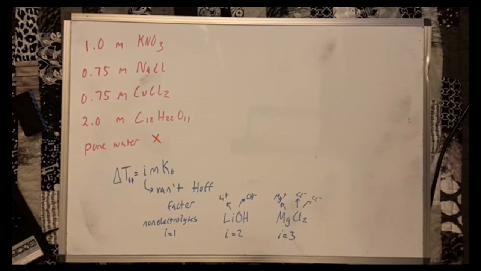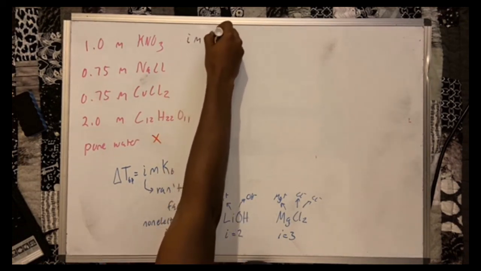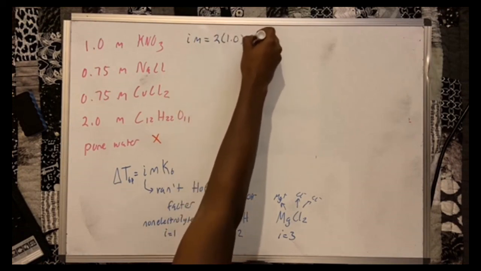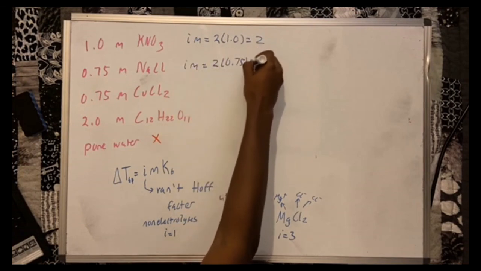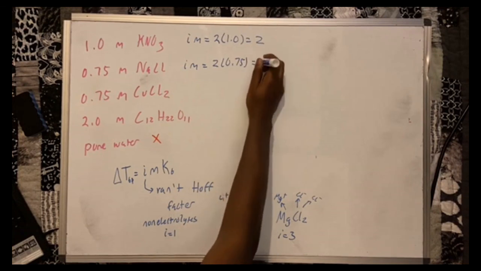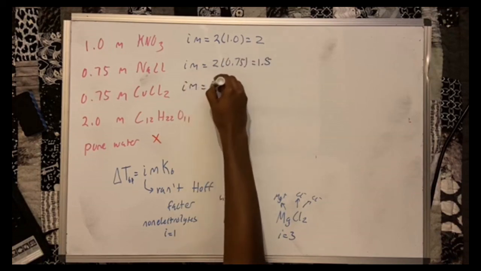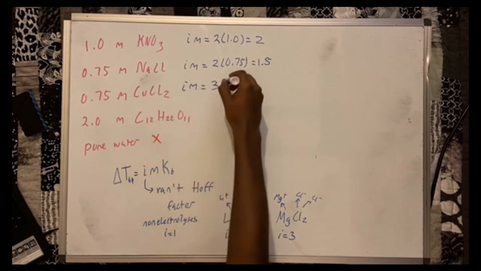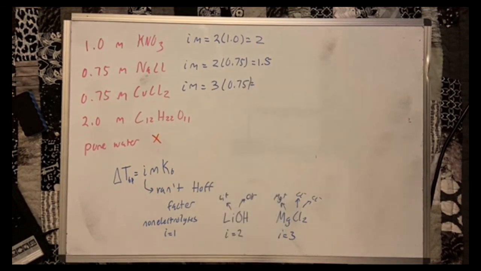Okay, and then let's see. Now I should find this i times my molality factor for everyone. So let's do that for each one of these. This one i is 2, so im equals 2 times 1, that's 2. Next, im is 2 times 0.75 equals 1.5, right? Next, i equals 3, 1 copper, 2 chlorines, times 0.75. That's too hard for me to do in my head. Is it 2.25?